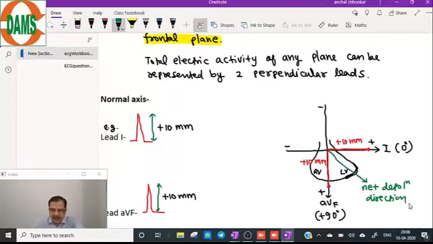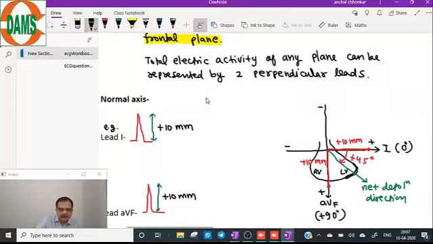So tell me, what will be the angle of this net depolarization direction when both lead 1 and AVF are plus 10 mm? Yes, this will be a plus 45 degree angle. I have taken this as an example, that means for a normal axis, it is 45 degrees.